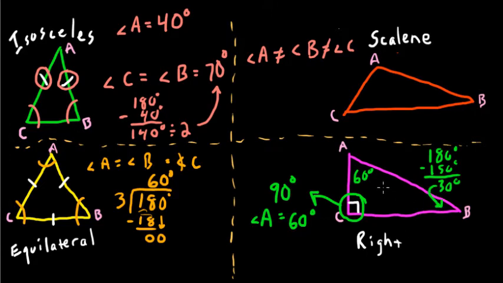Because if I add up all the angles, it's got to be 180. Every triangle has got to be 180. So we have to use that rule of the 180 to solve for these triangles. And we see that 180 rule right here. We see the 180 rule right here. And we see that 180 once again show up right here.